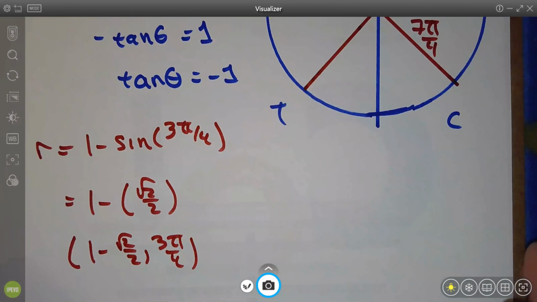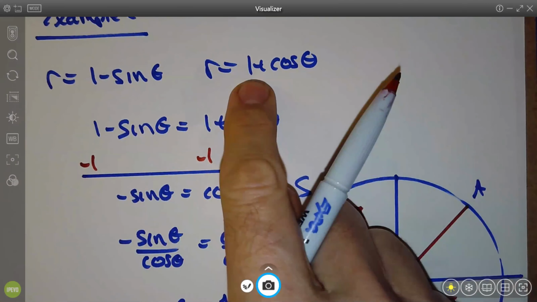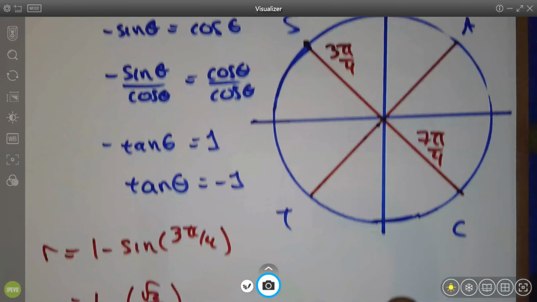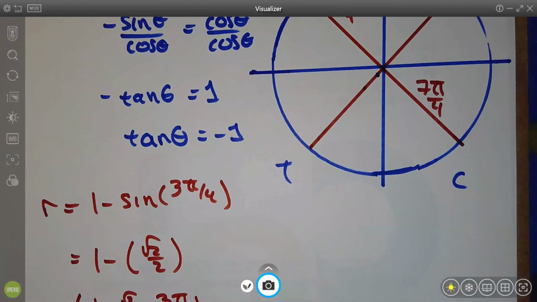Now to finish this one up, just plug in theta up here as well and get the remaining point. I'll give you a hint. Cosine is negative in that quadrant.